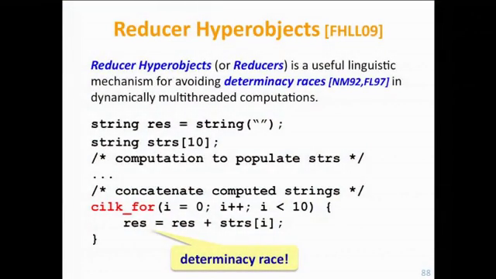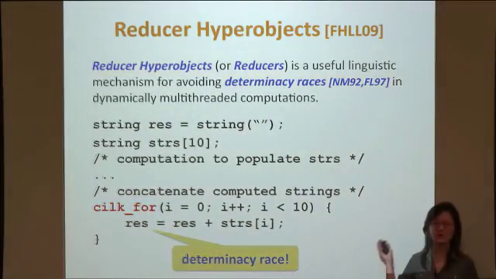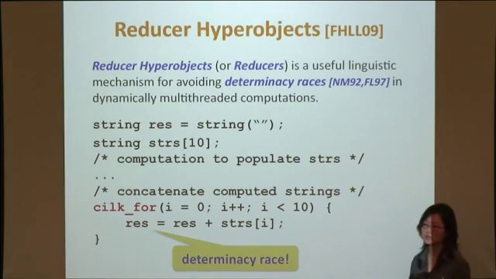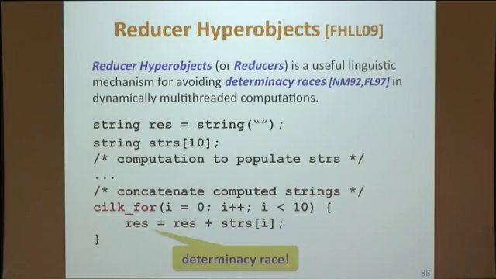And if you want to parallelize this code naively, say, let me just run all the iterations in parallel, there's a determinacy race, because now logically parallel subcomputations can access the same variable and at least one of which is a write. And in this case, every single access is a write. So it's a determinacy race. And as a result, the output string is non-deterministic.